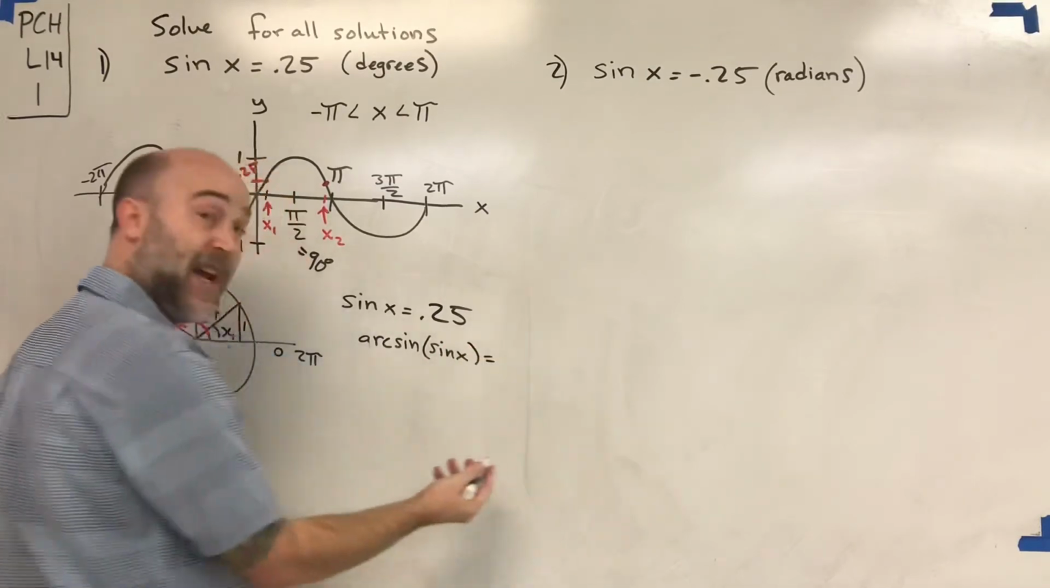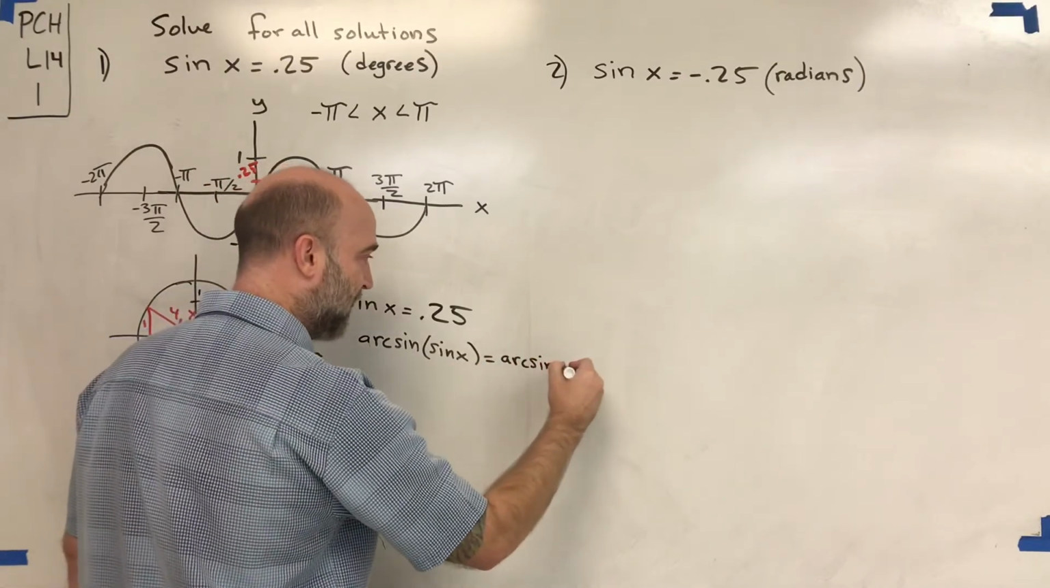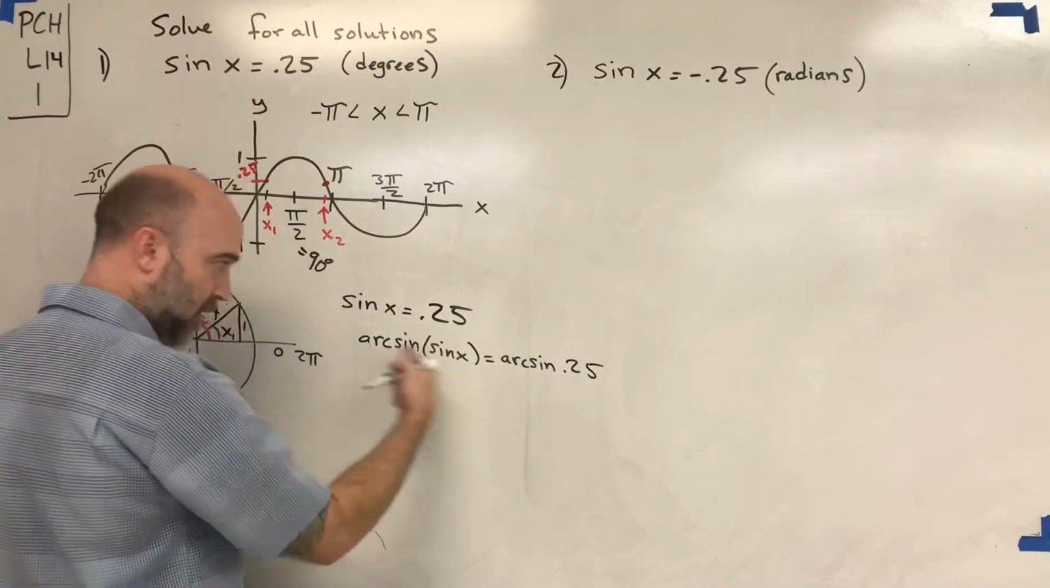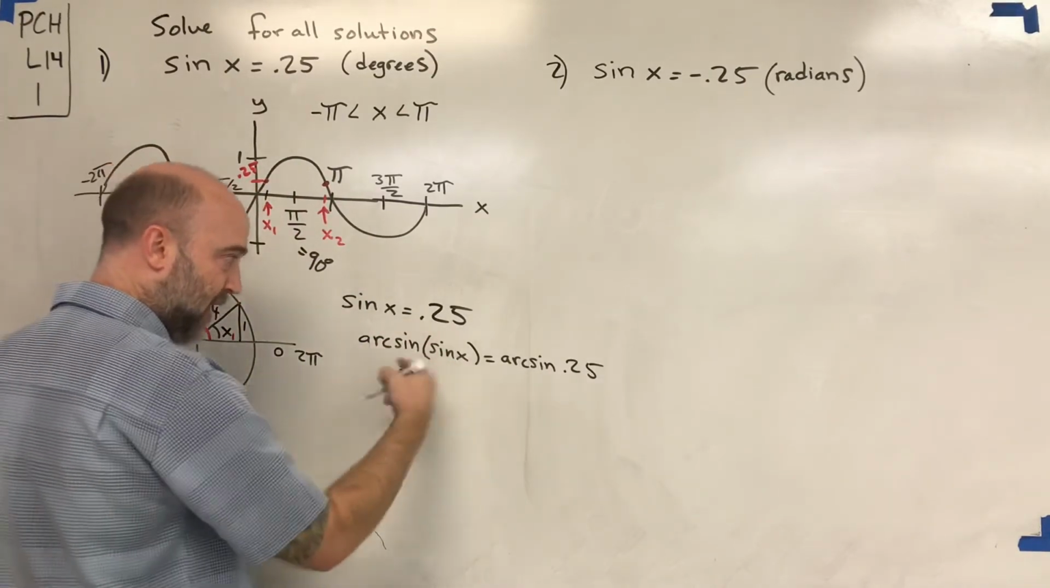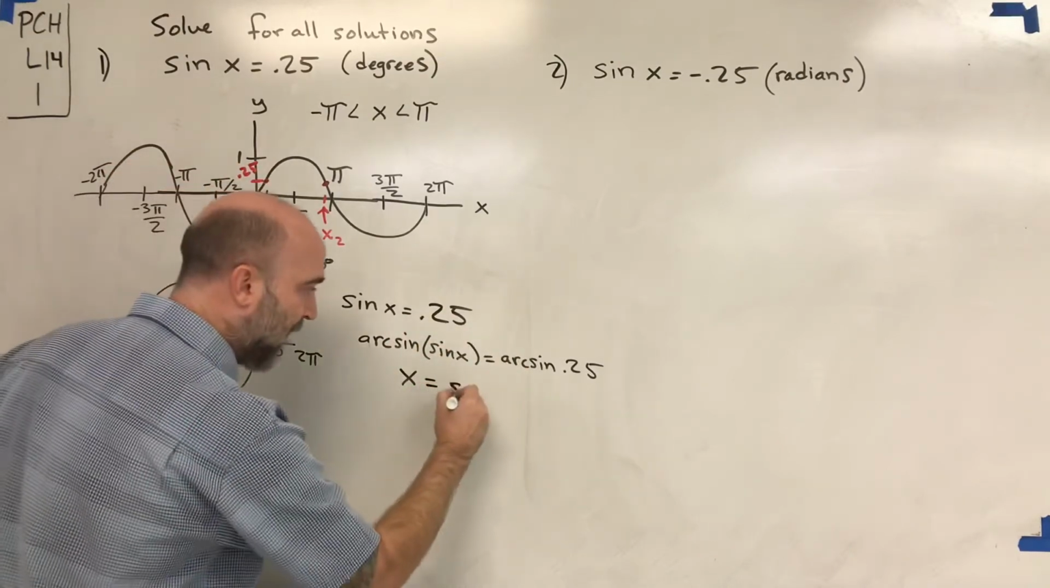And what you do to one side, you have to do the other. So arc sine to the other side of 0.25. All right, so these are inverse operations. They undo themselves, so I'm just left with x on the left.